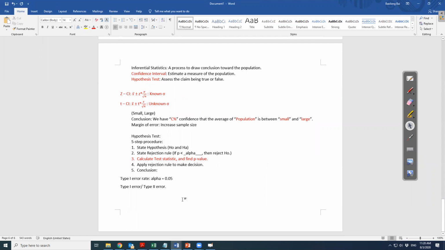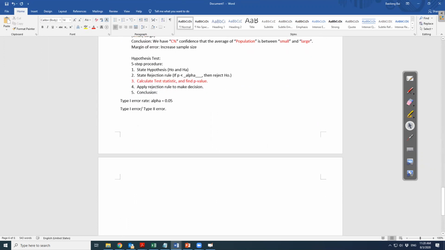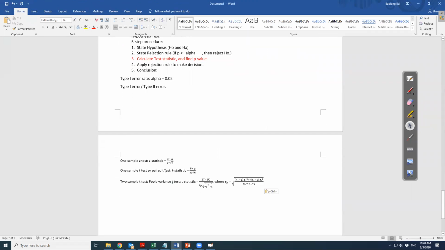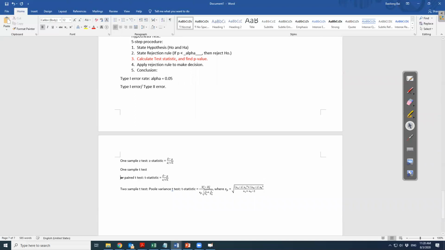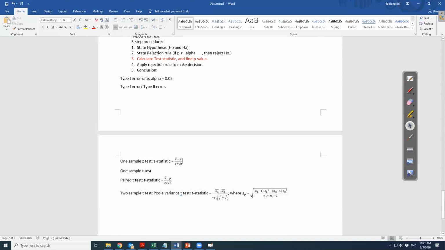Then for different hypothesis tests, we have different formulas to calculate the test statistic, and we have different tables to find the p-value, right? So in the class, we have a few different test procedures, and we're only going to talk about step 3 here because the other steps are exactly the same. So we have one sample z-test, one sample t-test, paired t-test, and pooled variance t-test, right?